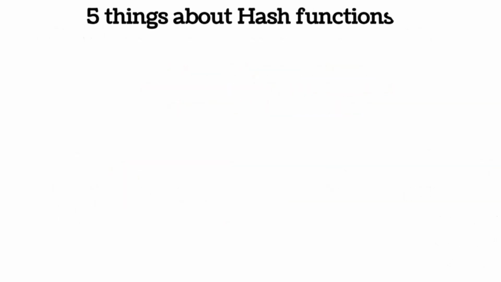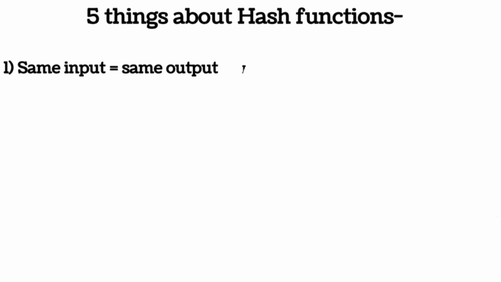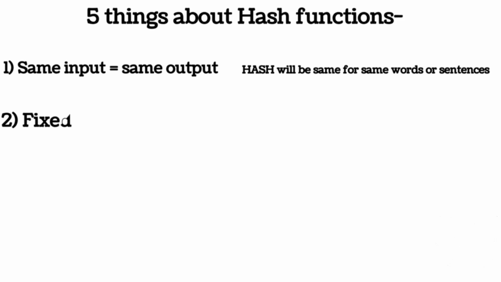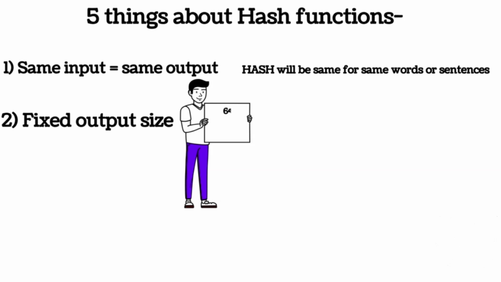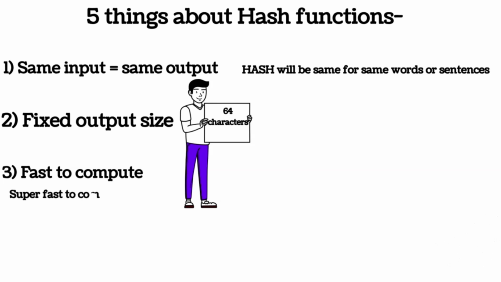Let's see 5 things you need to know about hash functions. First, same input equals same output. Type the exact same thing and you will always get the same hash. Second, fixed output size. Whether it is one word or an entire encyclopedia, the output is always 64 characters. Third, fast to compute. Computers can calculate millions of these hashes every second.